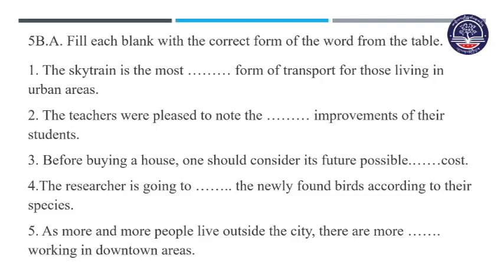The Skytrain is the most blank form of transport. So let's find it out that way. Which one would it be? Yes, convenient. The Skytrain is the most convenient form of transport for those living in urban areas. So let's go to the number 2.